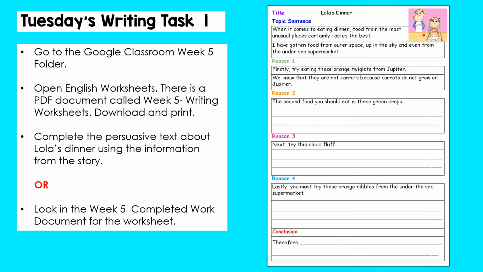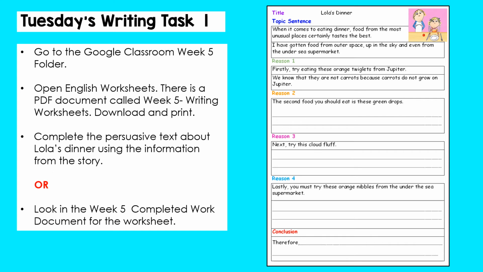So let's look at the persuasive text. Now, we've got all the features. We've got the title, the topic sentence, we've got our reasons here. Up until now, I've just talked about 3 reasons, but because Charlie wanted Lola to eat 4 things, I've got 4 reasons. And once again, we always finish with a conclusion, our concluding statement where we restate our opinion again. So, I tried to write this as if Charlie was talking to Lola.